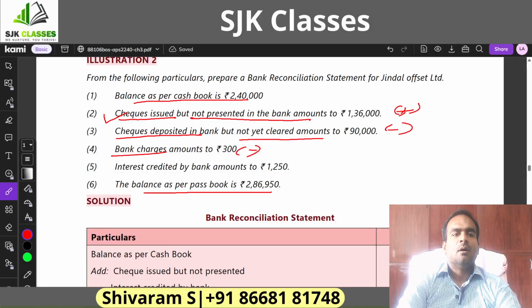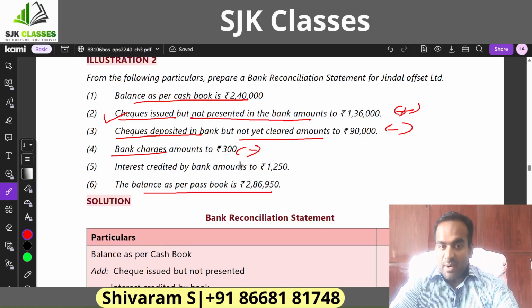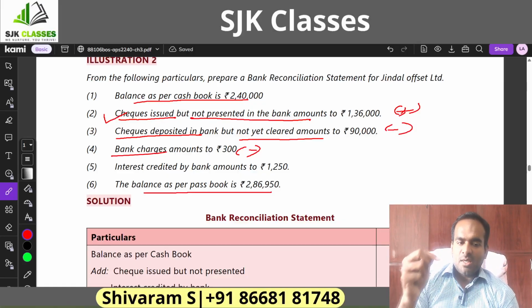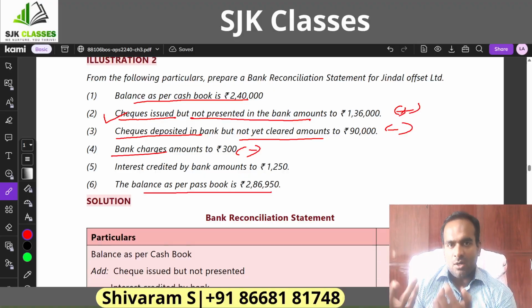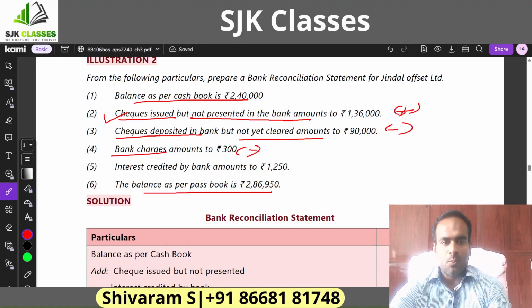Next, let's speak of point number five. Interest credited by bank. So generally, interest has two possibilities: the case of interest payment or interest receipt. How do we know? That's why we have this clue word, credited by bank.